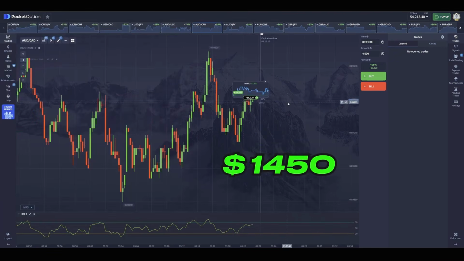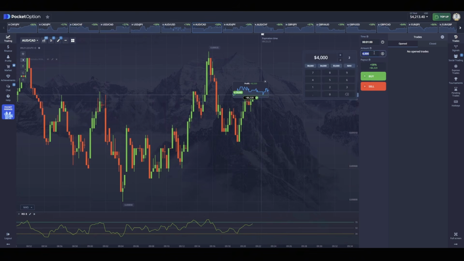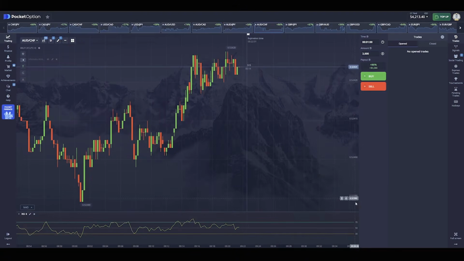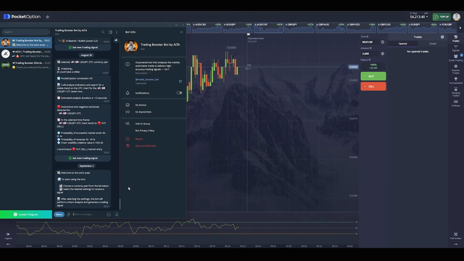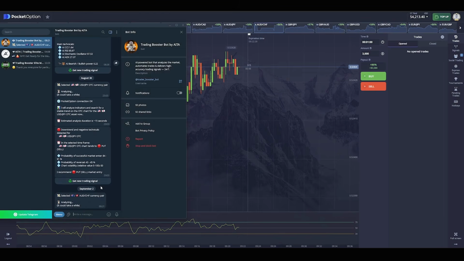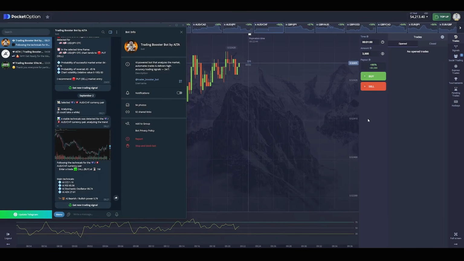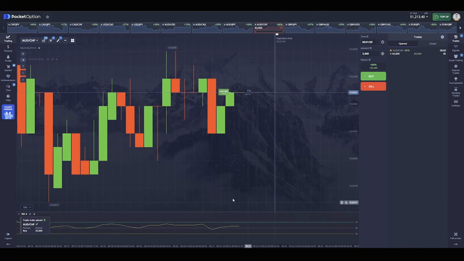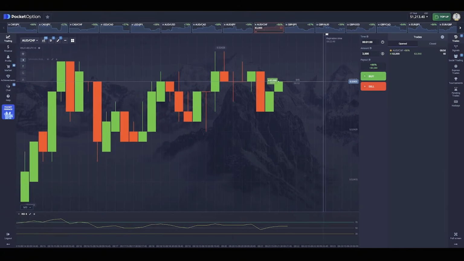A good trade brings me a significant $2,300. Let's proceed to open the next trade for $3,000 again. Australian dollar, Swiss franc. I'm choosing the currency pair and setting the trade time to 1 minute. I get a buy signal. Since the RSI indicator is in the working range, it's safe to open the trade.